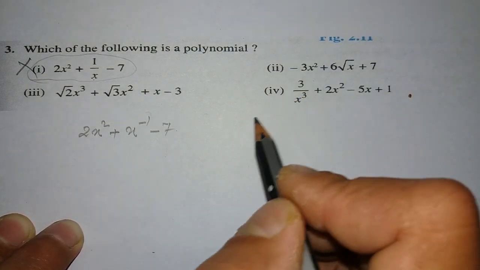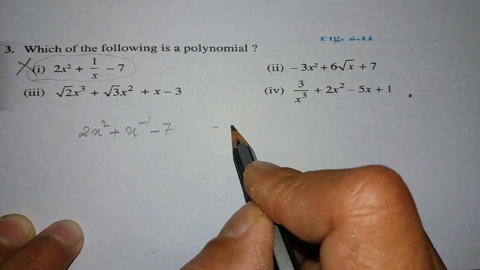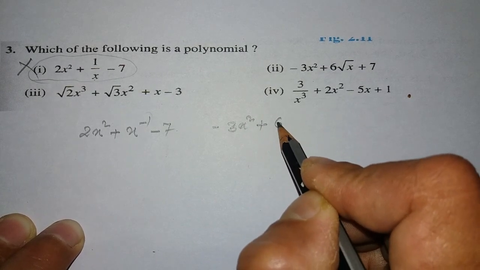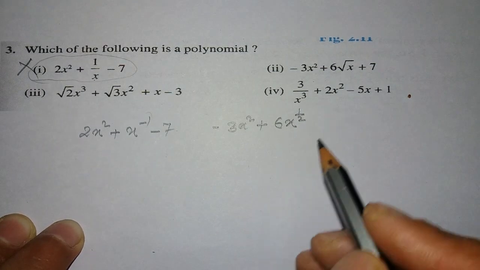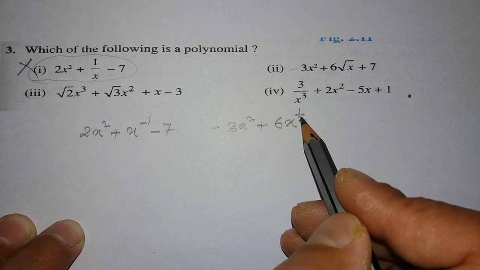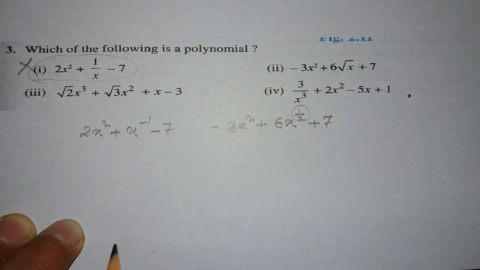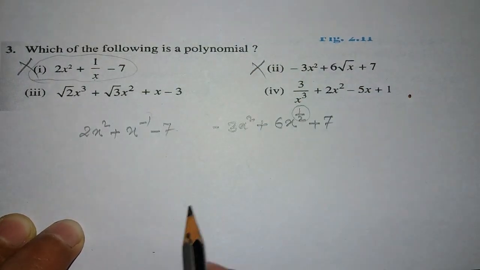And Roman number 2, minus 3x squared plus 6 root x, again root x. So in another form we can write like this: root simply means the power is 1 by 2. So again the power here is a fraction, so this is also not a polynomial.